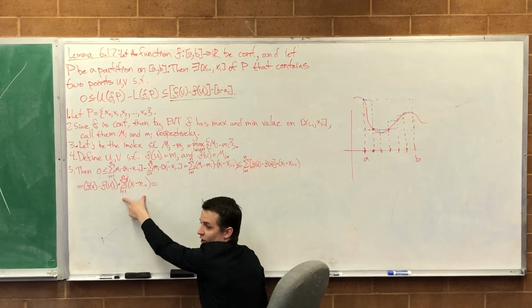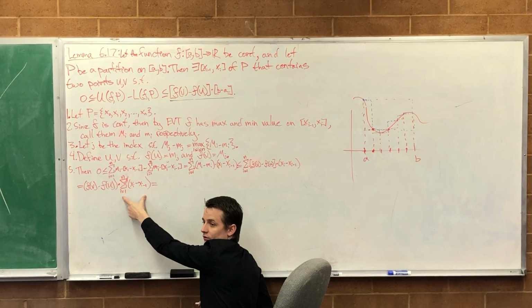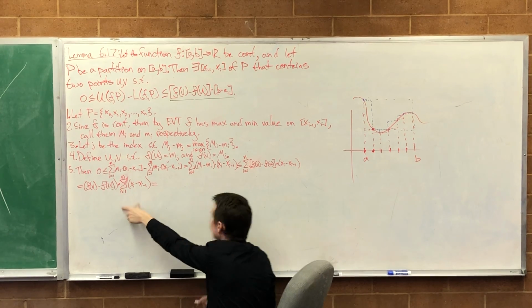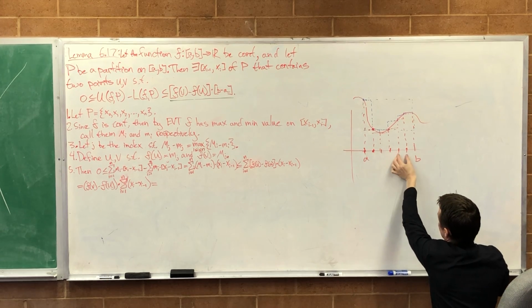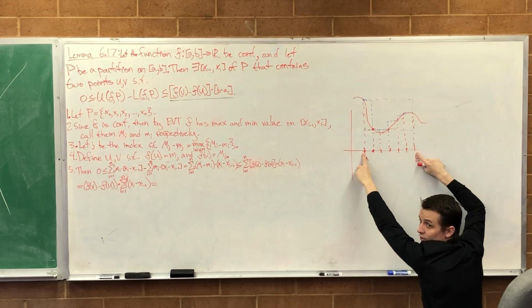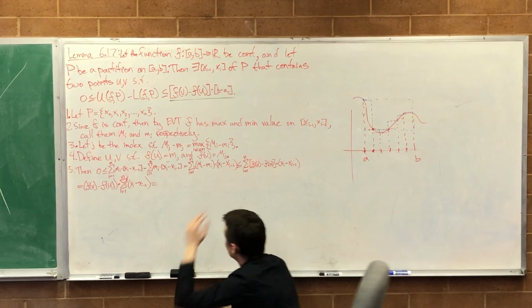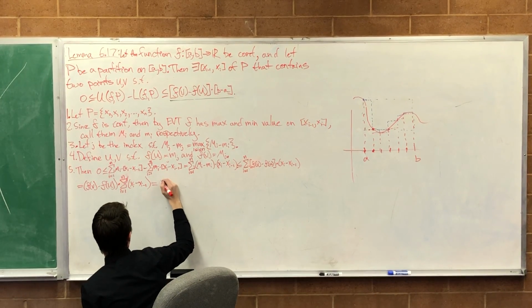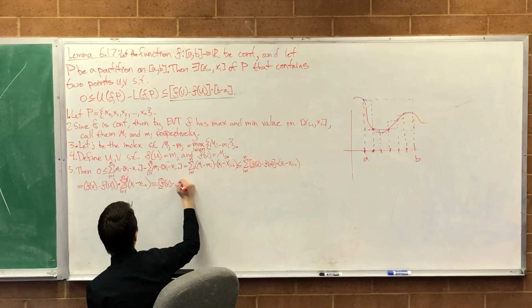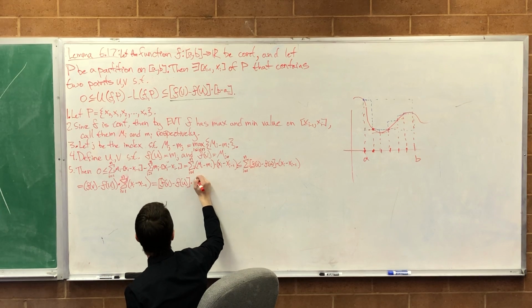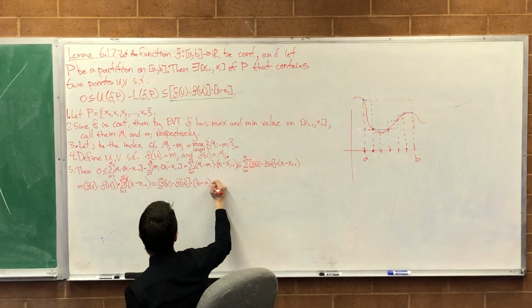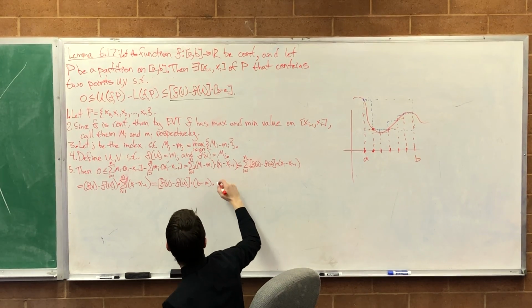But what is the sum of all these intervals? It's b minus a, right? It's this total difference. If I add up that difference, that difference, that difference, I get this difference. And that's going to finish our proof. So this is equal to [f of v minus f of u] times b minus a, which is what we were after.